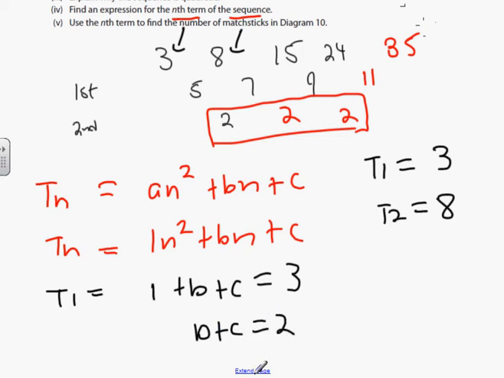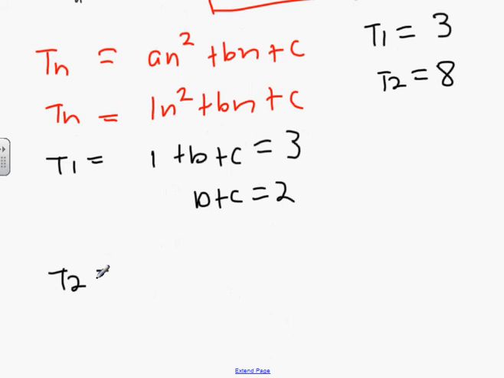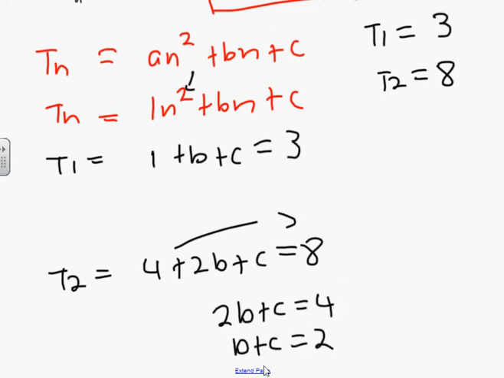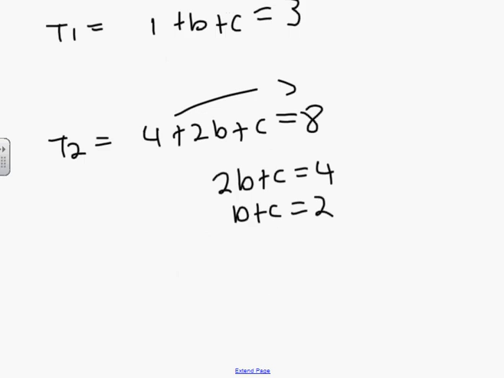Do the same thing for t2. Replace all n's with 2's. So 2 squared, 4, plus 2 times b plus c equals 8. Bring the 4 over the other side and you get 2b plus c equals 4. You now have a simultaneous equation. So what I recommend is you make the second one minuses and then add directly downwards to get b equals 2.